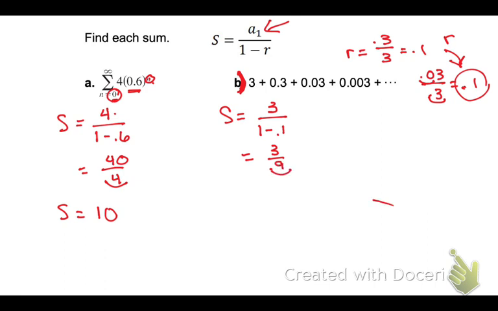So move it. So S equals 30 over 9, which is 10 thirds. Why do you get 10 thirds? You reduced it, because you have 30 over 9. 3 goes into 30 10 times, and 3 goes into 9 3 times.